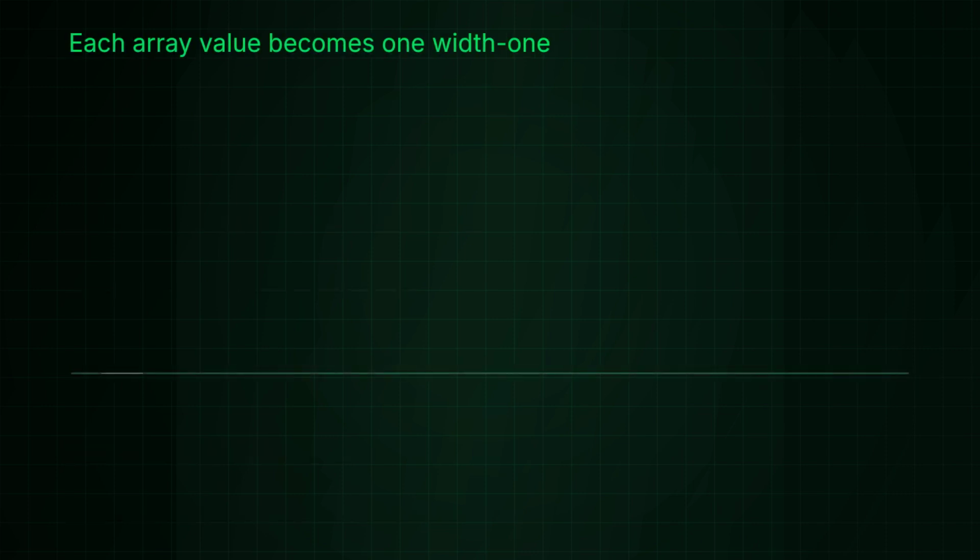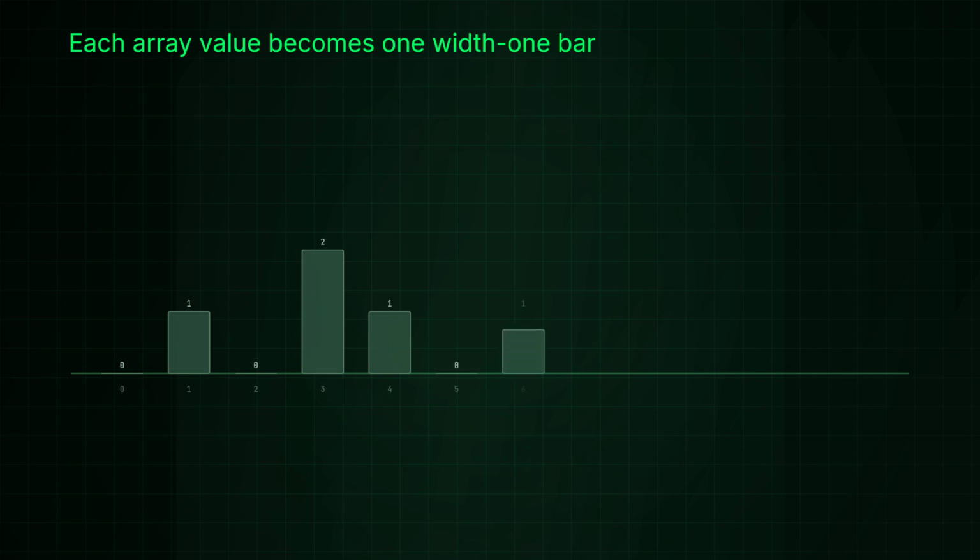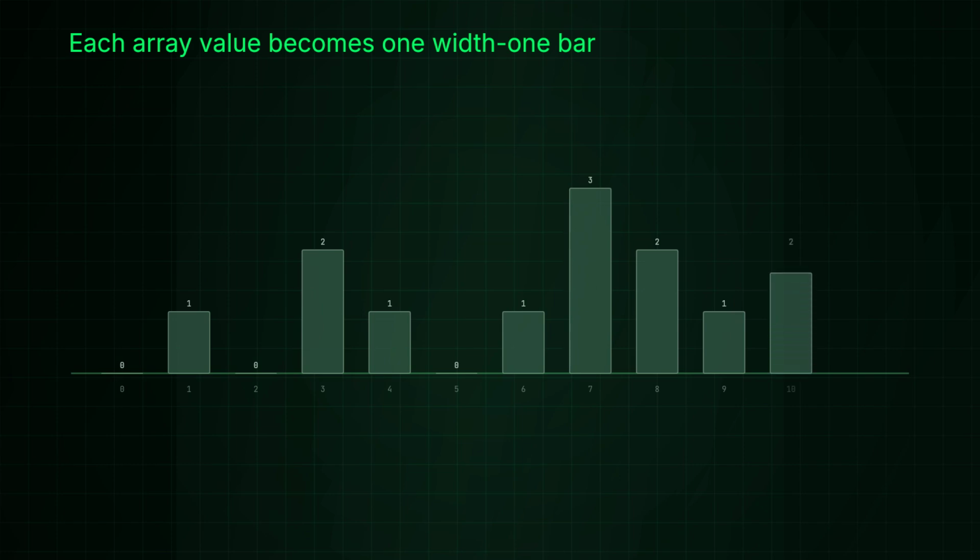Now turn the input into an elevation map. At index 0, the value is 0, so this position has a bar of height 0. At index 1, the value is 1, so this position has a bar of height 1. At index 2, the value is 0, so this position has a bar of height 0. At index 3, the value is 2, so this position has a bar of height 2. At index 4, the value is 1, so this position has a bar of height 1.